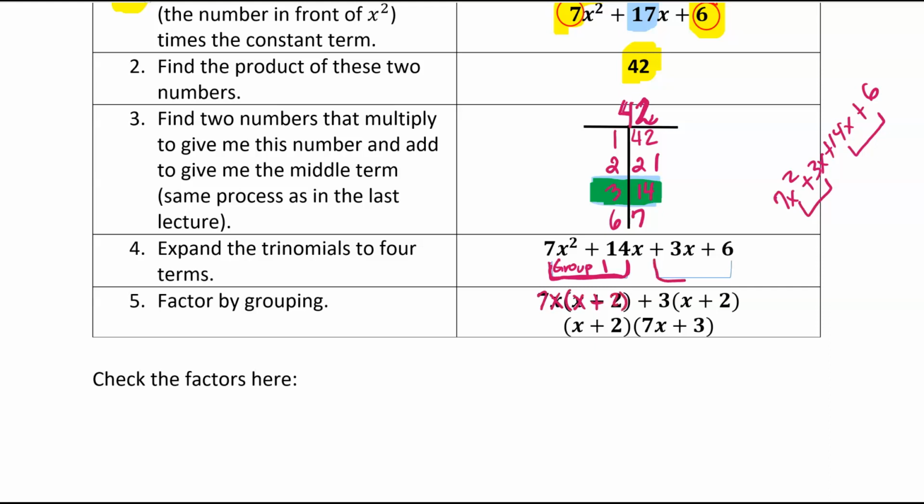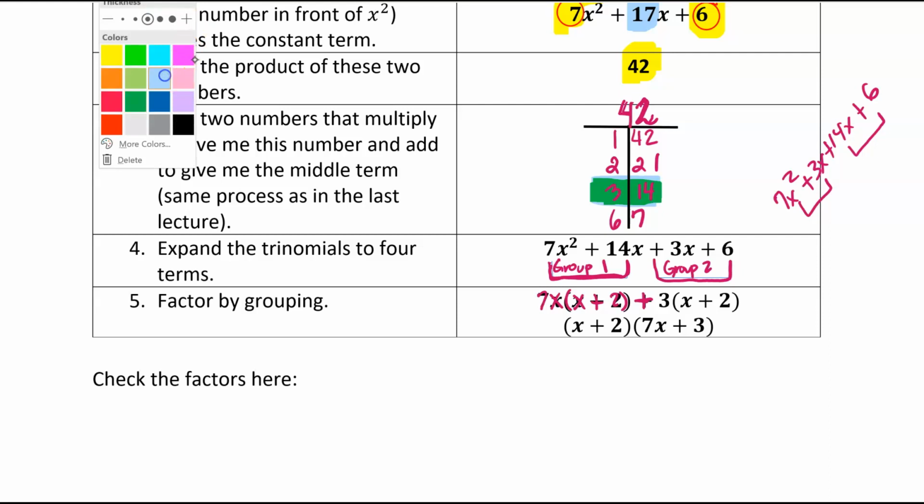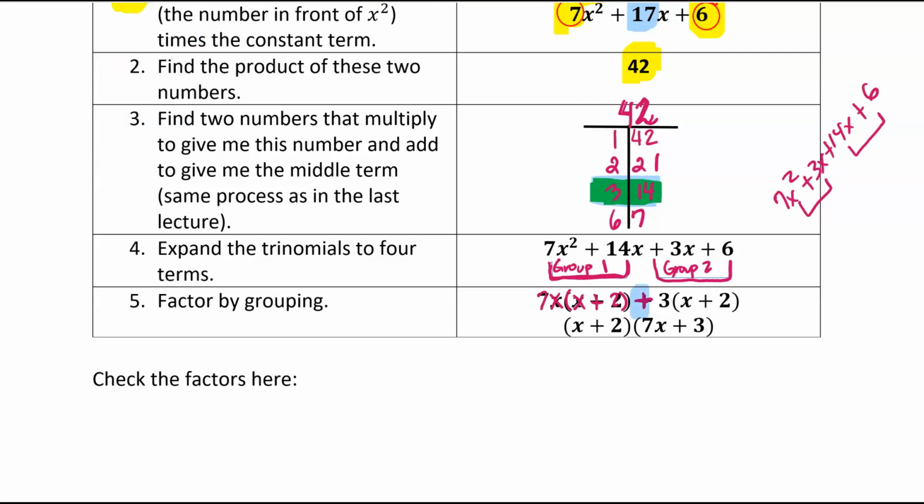And then in the second group, 3 is in common. So we take that plus 3. And please, please, please put a sign here, always. Take the 3 out and we have another x plus 2, which is called our common binomial factor. So we have a common binomial factor here. That's like our GCF. So we take that out to finish the problem. We put that first, take out the GCF, which is x plus 2. And if you factor out the common binomial factor, you have the 7x plus 3 left over.